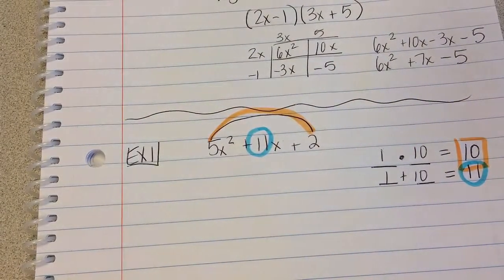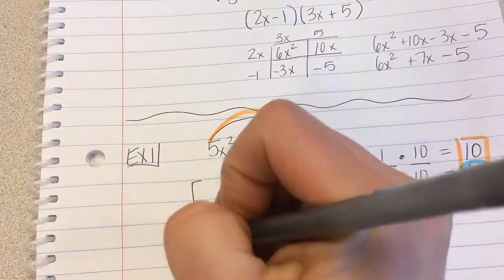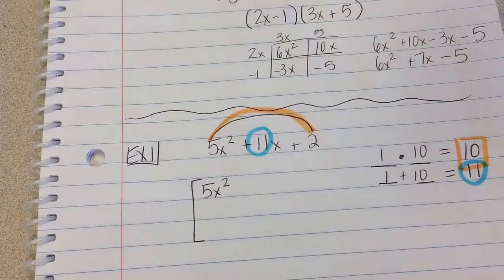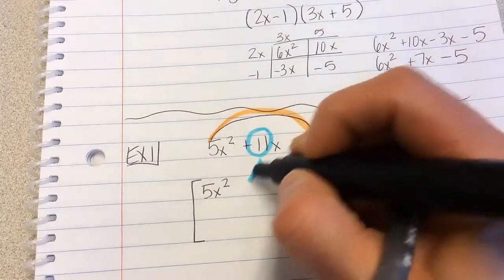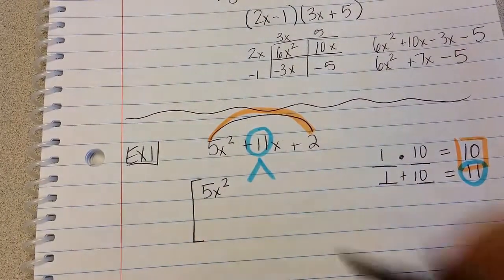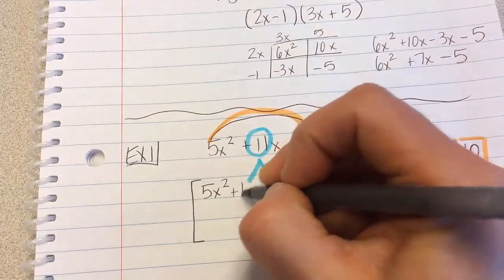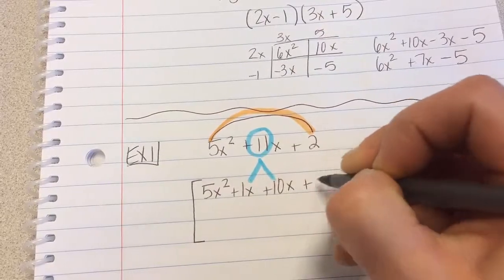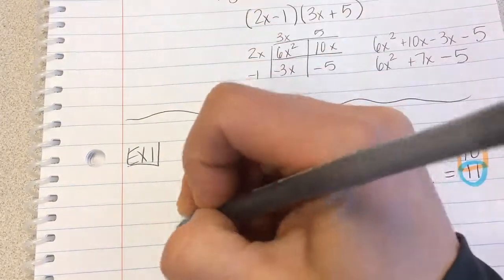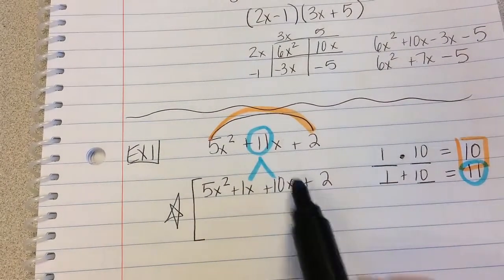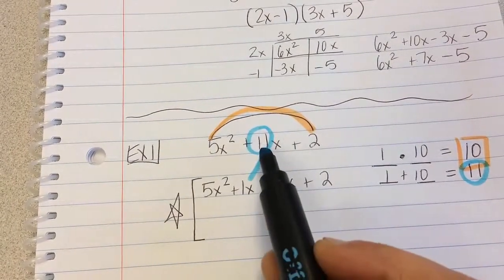Okay, here's where this is different. So notice this part is different. We're going to write 5x squared. Then we're going to take this 11x. We're going to split it into two pieces. These are the two pieces that we're going to split into. We're going to have plus 1x plus 10x plus 2. So this is the new part. Okay, this is obviously the same as what we had before because 1x plus 10x is the same as 11x.